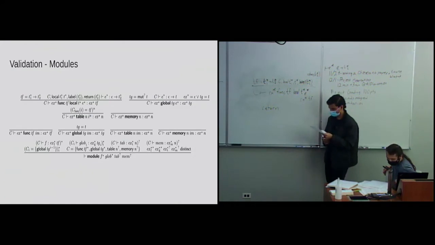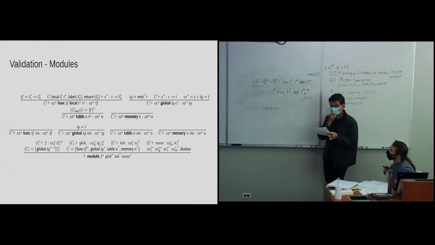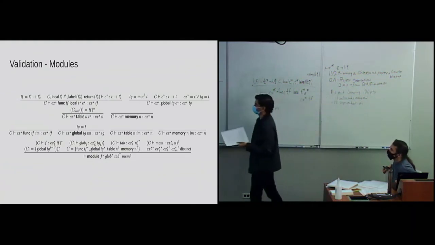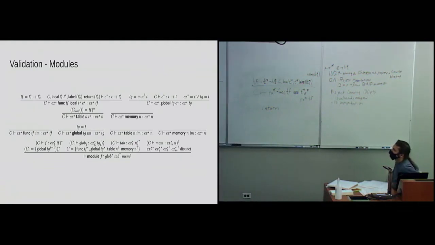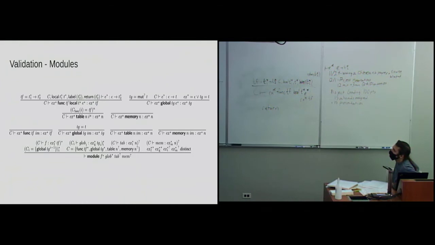It's pretty similar syntax for exporting globals, tables and whatnot. And the final rule over here, which I won't write on the board because it's massive, pretty much states that given a context with a list of function types, global types, table size, and memory size, where all the exports are distinct, you can link everything into one module with all of the functions, globals, tables, and memory.